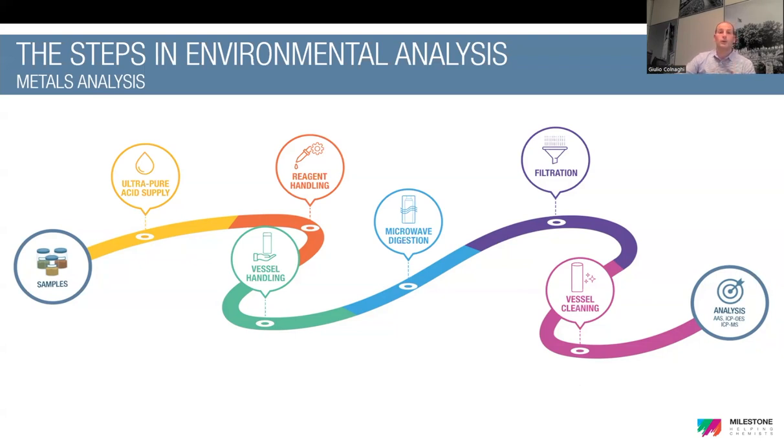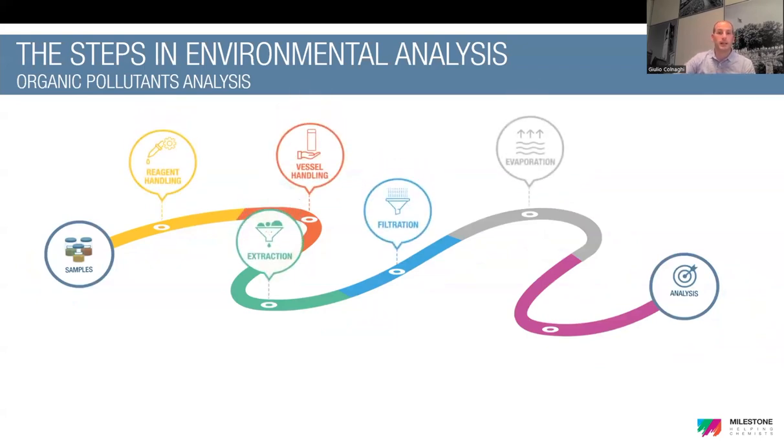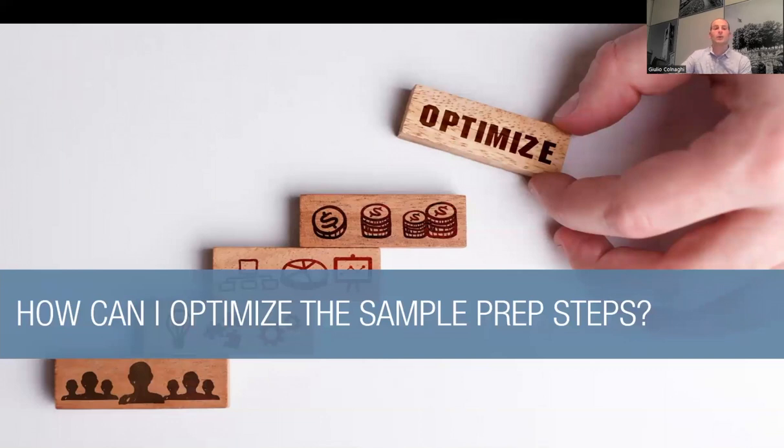If we look at the workflow for organic pollutants, the sequence in some ways is similar. So we still have to handle the reagent, we still need to handle the vessel, we still need to go through an extraction process, a filtration process, then sometimes evaporation is also performed, and then we also need the cleaning of our vessels, and of course we have our analysis. So how can we optimize those steps, and which is the best approach?